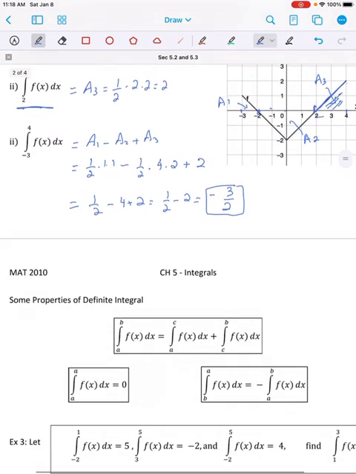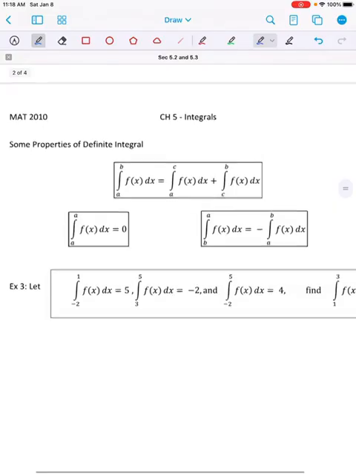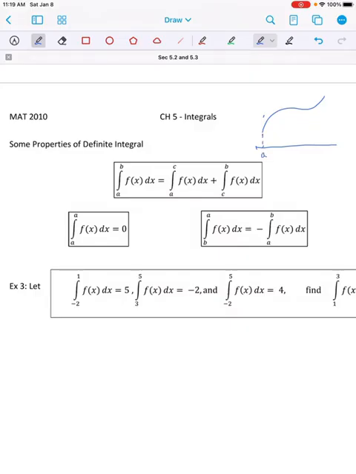So let's look at some properties of the definite integrals. There are other properties, but also we have this situation that if we have to calculate the definite integral between a and b, and then we have somewhere in between a point c, then the definite integral from a to b of f of x dx will be the same as the definite integral from a to c plus the definite integral from c to b.